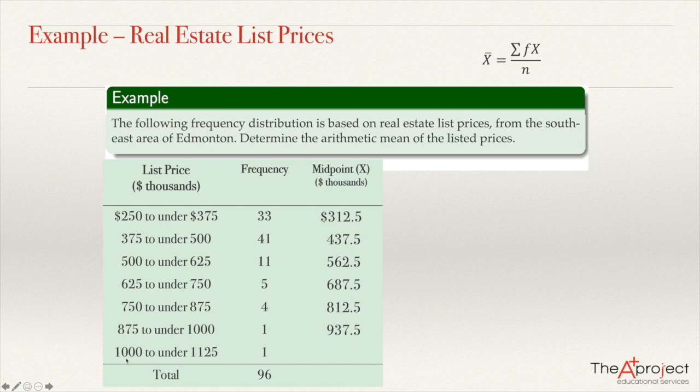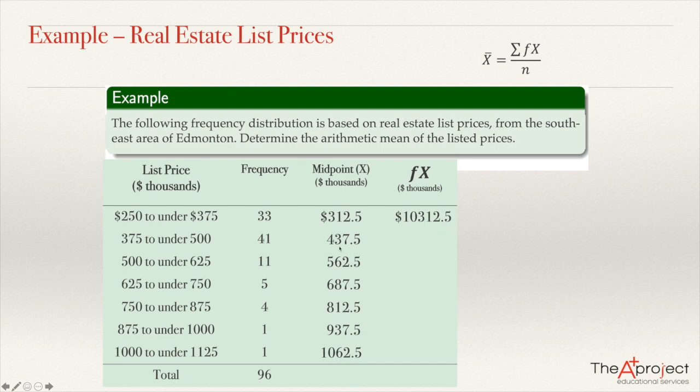And finally, this plus this is 2,125, divided by 2 is 1,062.5. Then make another column for the fx. These are the frequency times the midpoint. 33 times 312.5, I got 10,312.5.